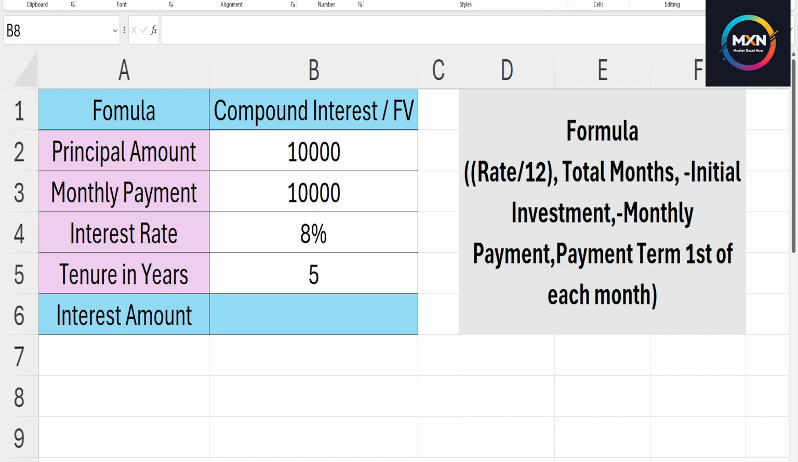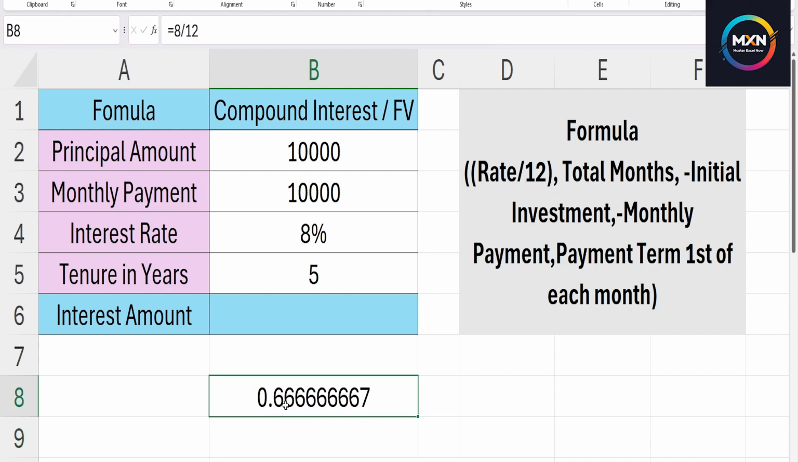So first thing we will do is identify the rate per month. So in our case, it's 8% annually. However, we have to calculate it on a per month basis. So it will be equals to 8 divided by 12. So every month it's 0.66%. So that is the number that you are going to use, and that is calculated here in the formula.